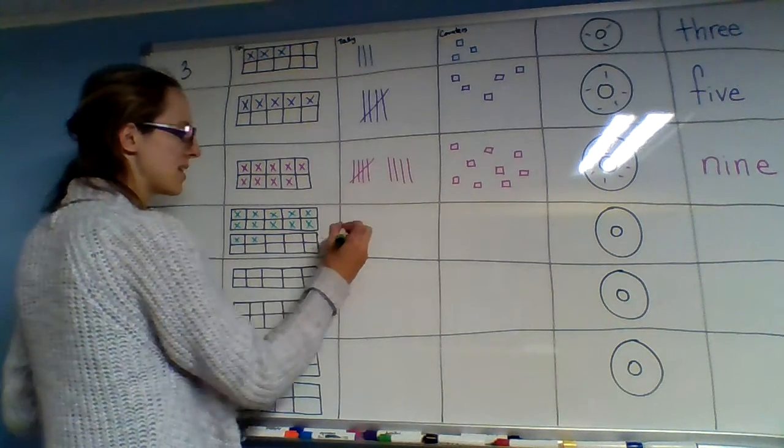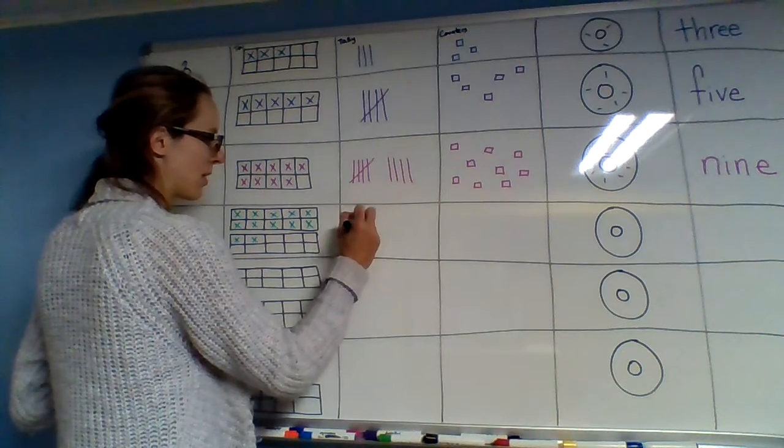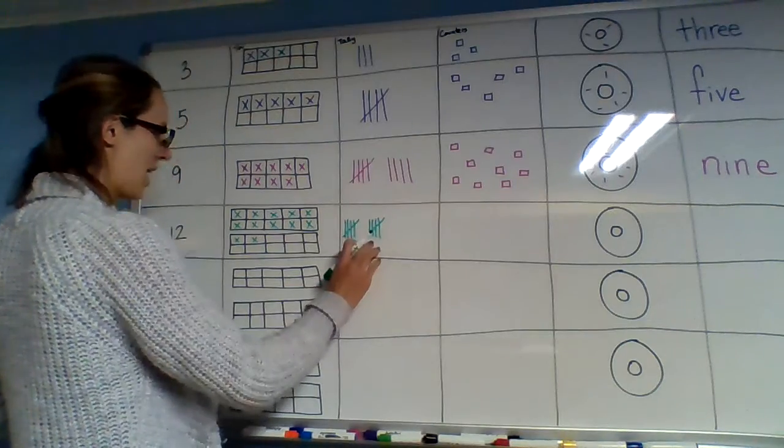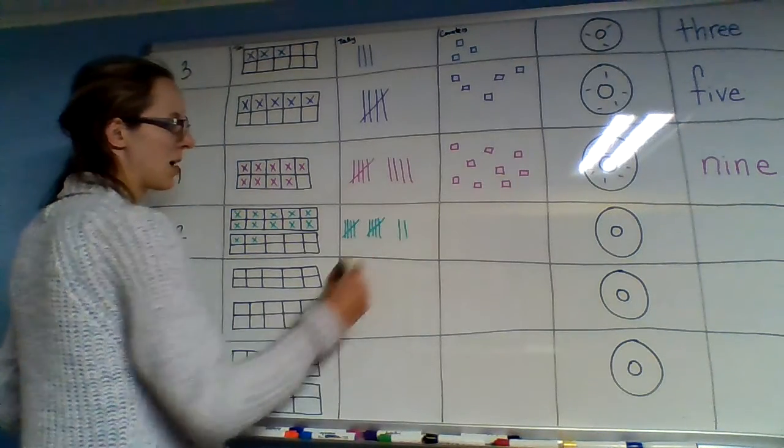Same thing with my tallies. I'm going to need 2 sets of those 5s. 1, 2, 3, 4. Cross it. 5. 1, 2, 3, 4. Cross it. 10, 11, 12.